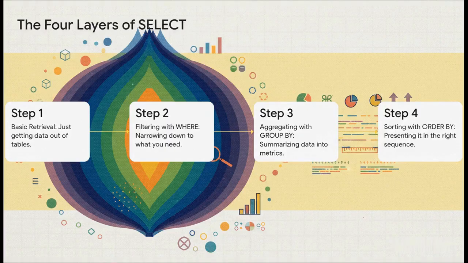I like to think of it as a kind of data onion. It has layers. You start with the basic retrieval, just grabbing some data. Then you add a where clause to filter down to just the stuff you need. Then you use group by to start summarizing it, to get those key business metrics. And finally, you clean it all up with order by so you can present it clearly. You get these 4 layers down and you can answer almost any question someone throws at you.